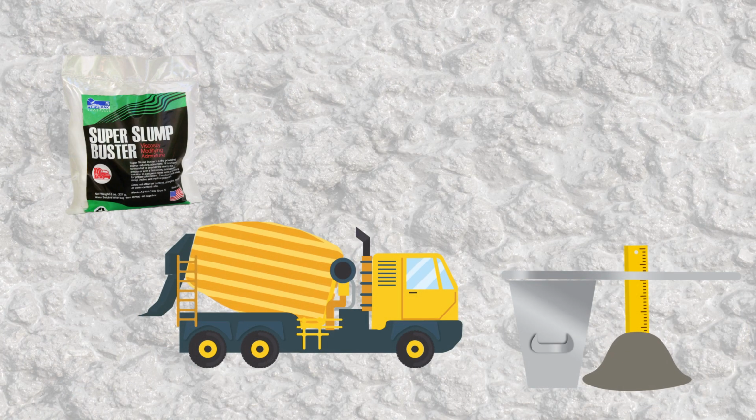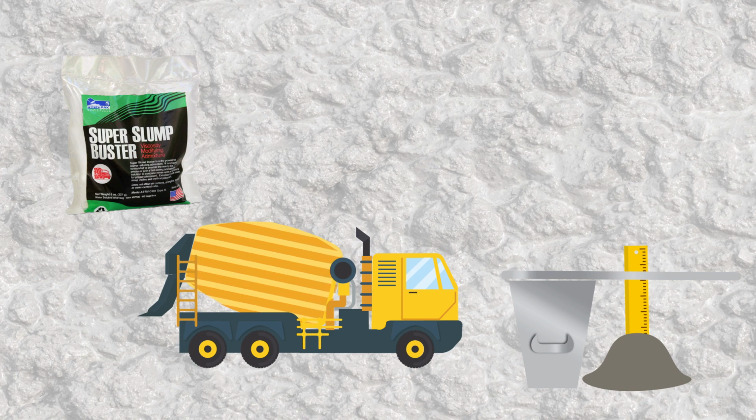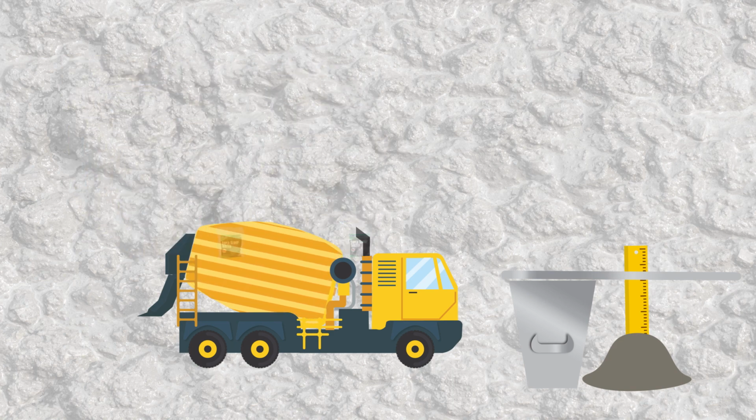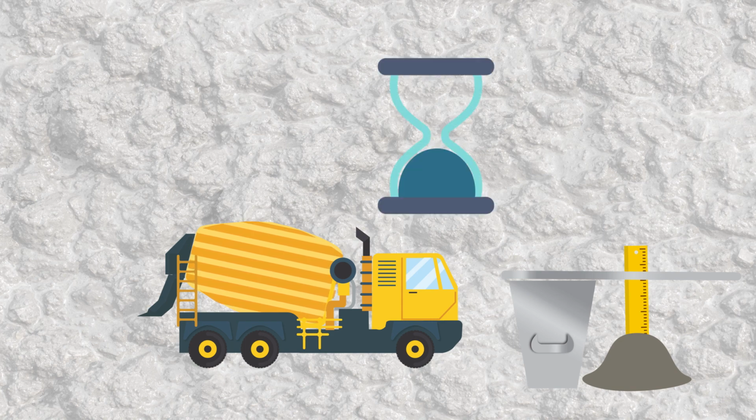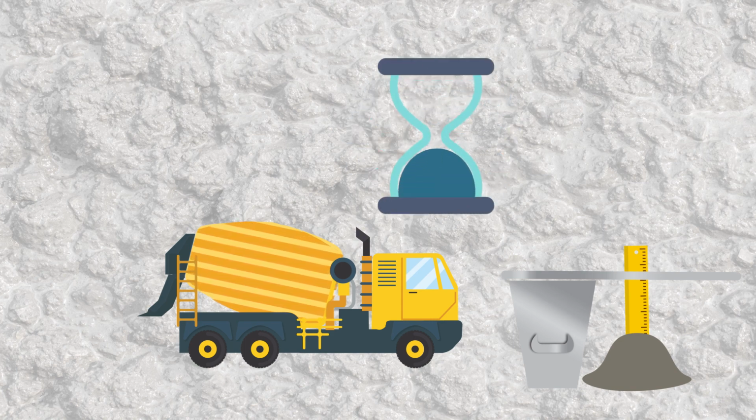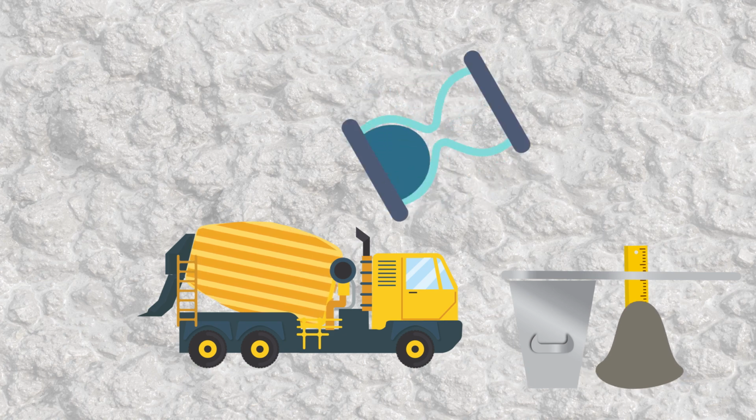So let's say you had a 4-inch slump that you want to be closer to 2 inches. You would add 2 bags of Super Slump Buster, mix for 5 minutes, and then let the concrete rest for another 5 minutes. After that, you should be good to go.